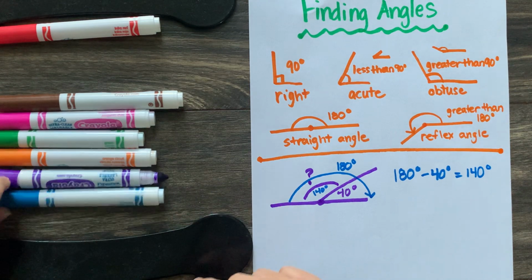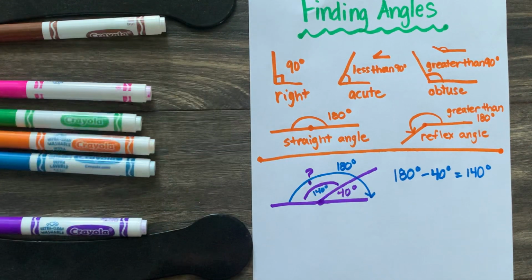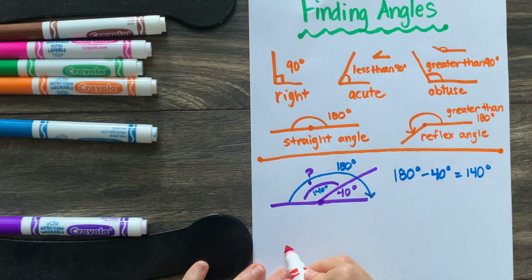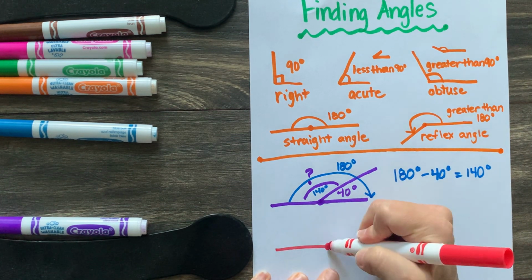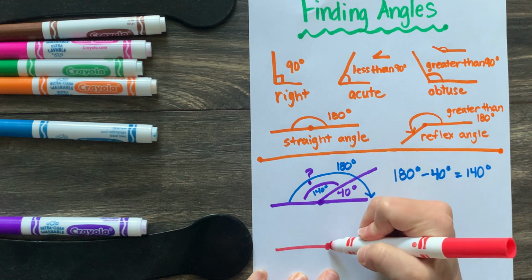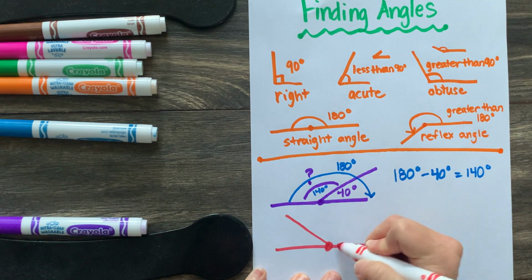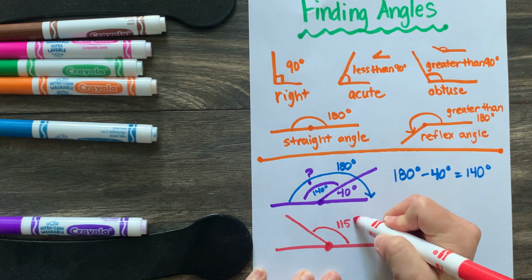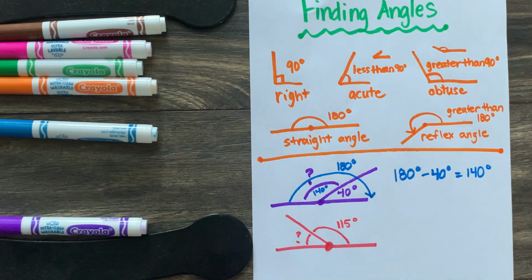What if we had something like, let's look at one that looks like this. Let's look at another 180 degree one. Let's go with this, and then let's put my vertex here. And let's do something like this, okay? So I'm going to tell you that this here is 115 degrees, and I want you to figure out this.